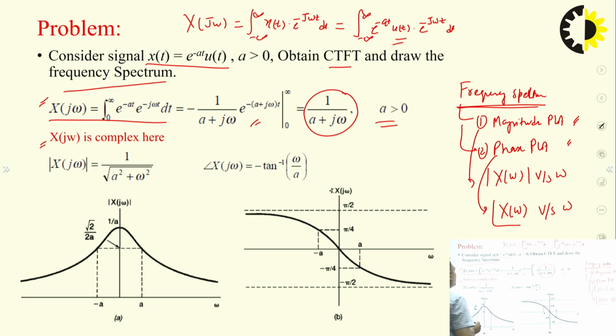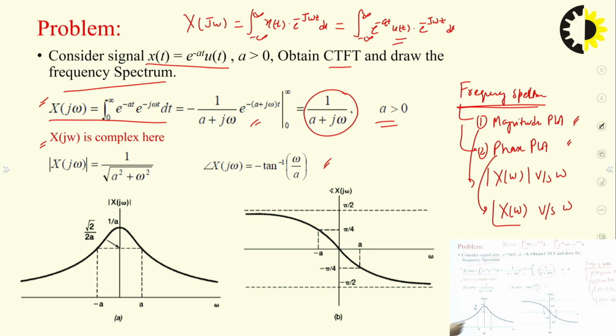And if you look at the angle for the phase plot, the angle of X(jω) will become minus tan inverse of ω by a, because the angle of the numerator is tan inverse of 0 over 1, which is 0, minus tan inverse of ω by a. So this will become minus tan inverse ω by a. Now we will plot.